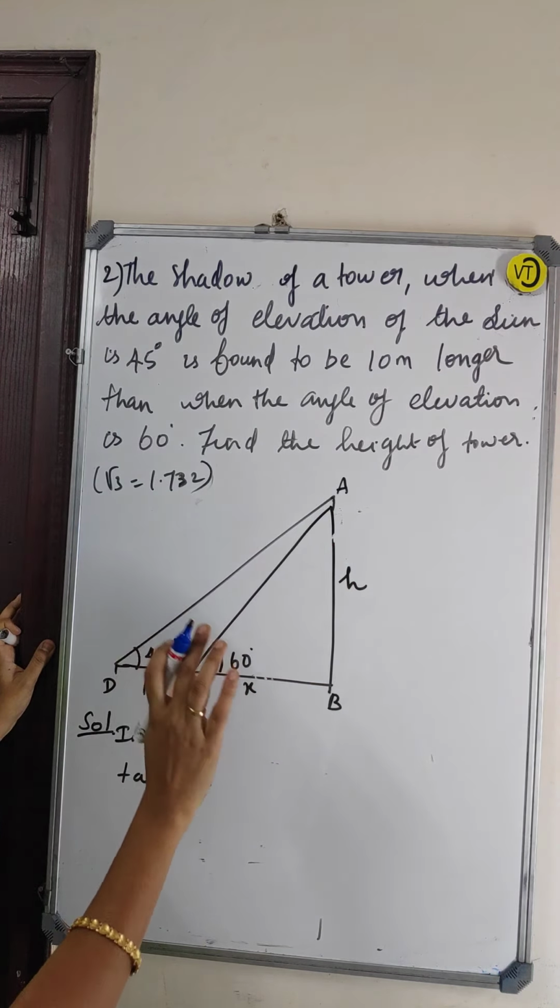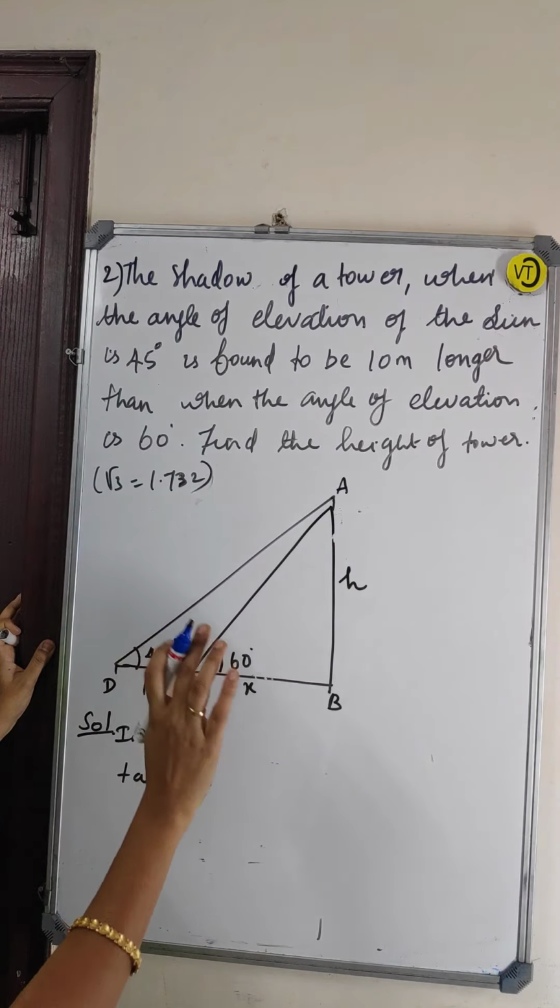Now just rationalize this: multiply by root 3 plus 1 by root 3 plus 1. After that, h is equal to 10 root 3 into root 3 plus 1, over a minus b into a plus b, which is a square minus b square: root 3 square minus 1. So 10 root 3 into root 3 is what? Root 3 into root 3 is 3, I mean root 9, root 9 is 3, right? So it is 10 into 3, 30, plus 10 root 3, by 2.